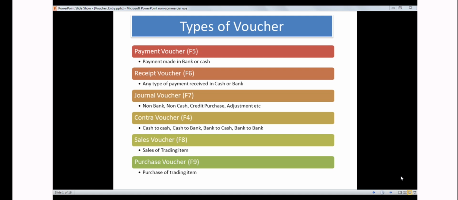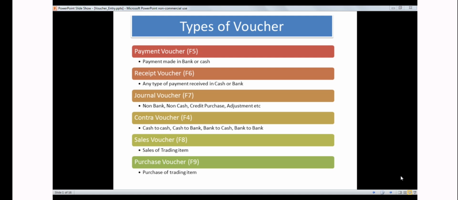For example, I have a training institute and I am, let's say, purchasing a computer. So I have purchased a 1 lakh rupees computer. Out of 1 lakh, 70,000 payment I have done and 30,000 payment is on credit, because that's the payment that I'm willing to pay after, let's say, 30 days or 60 days. So here in the payment voucher only 70,000 rupees payment will be entered. Rest of the 30,000, what will happen, I'm going to discuss.